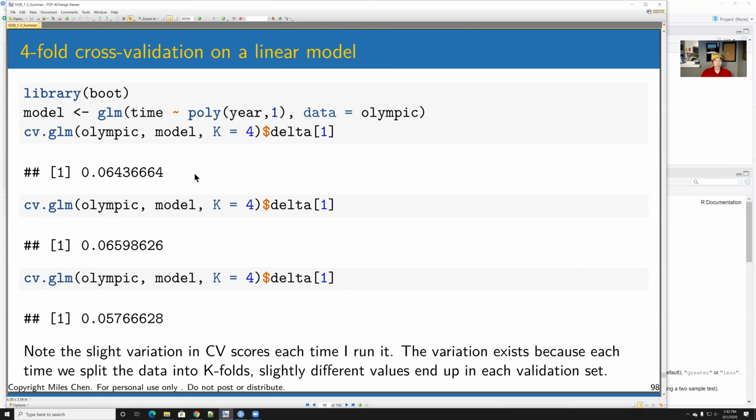So here I do the linear polynomial, order 1. So this is a linear model. And if I do a 4-fold cross-validation, I get values like 0.0643, 0.0659, 0.0576. There's slight variation in the CV scores that we get, and that's again because when we're splitting up the data into k-folds, there's variation in each data set.